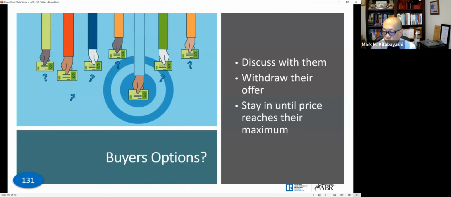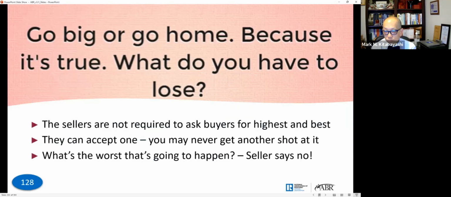Buyer's option: discuss, or withdraw their offer. They could stay in until the price reaches their maximum, or whatever it might be. That's the buyer's option when they've made an offer. Go big or go home, because it's true. What do you have to lose? The sellers are not required to ask buyers for highest and best. They're not. They can accept one. You may never get another shot at it, potentially. What's the worst that's going to happen?